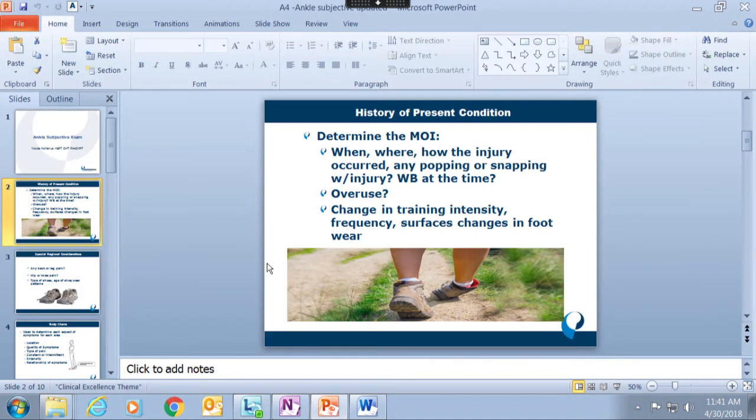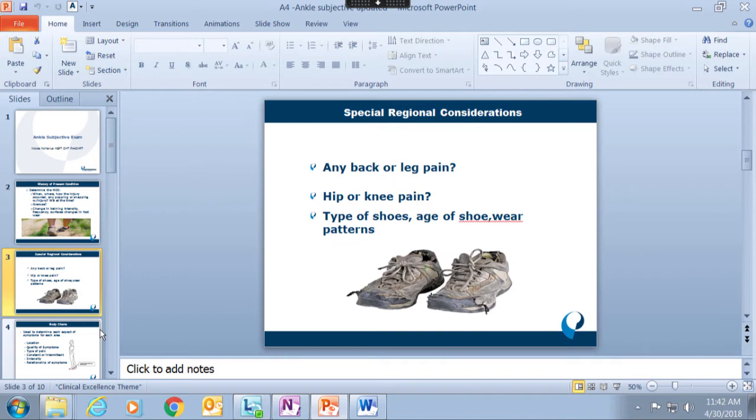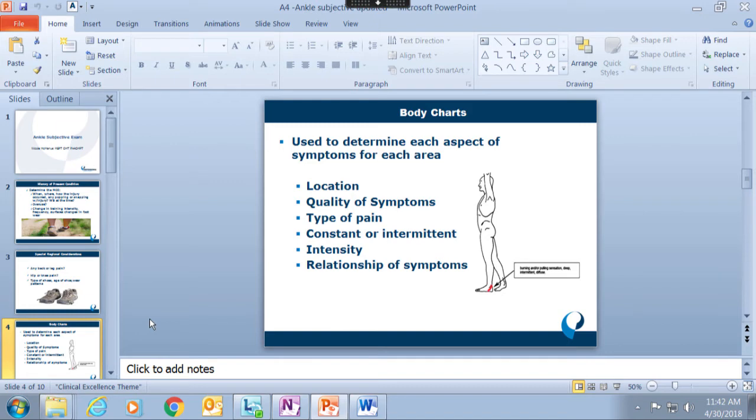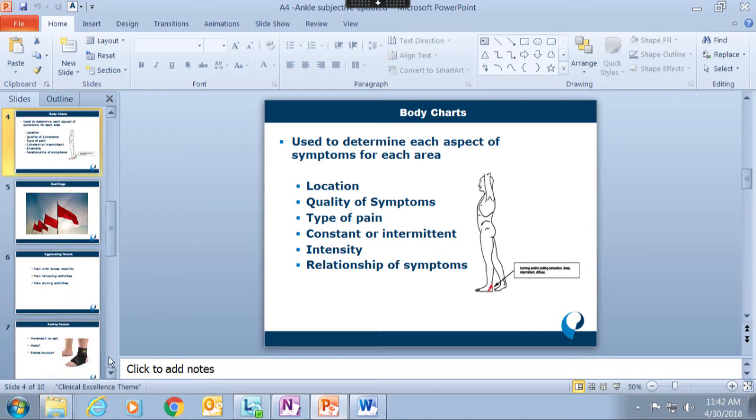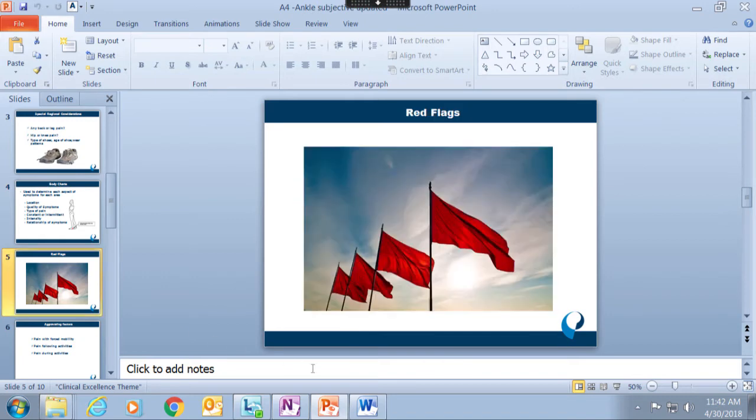Also want to make sure we go through, just review with them the importance of taking a really good subjective exam. Some examples might be the history, determine mechanism of injury, was it an overuse injury, how did the injury occur, any popping, snapping, was there any changes in their training, the surfaces, any back pain, leg pain, hip pain, etc. Talk about shoe wear, and then remind them about, as you're doing your evaluation, subjective part, you want location, quality of the symptoms, sharp, dull, burning, aching, type of pain, is it constant, intermittent, intensity of pain, and we'll discuss a little bit about red flags for the region.